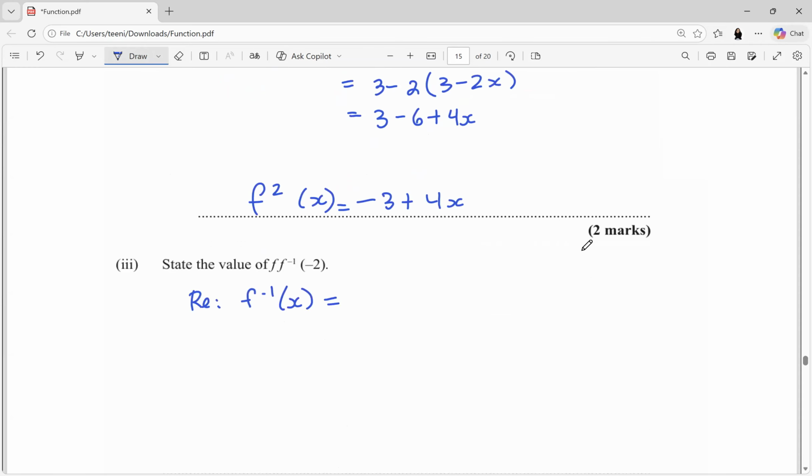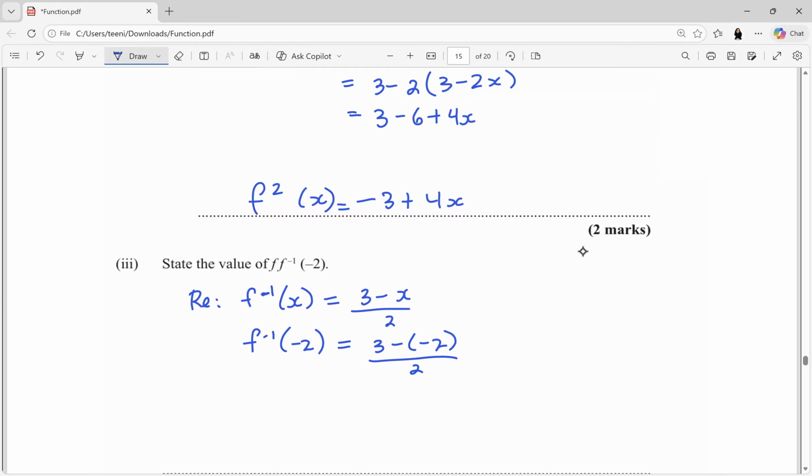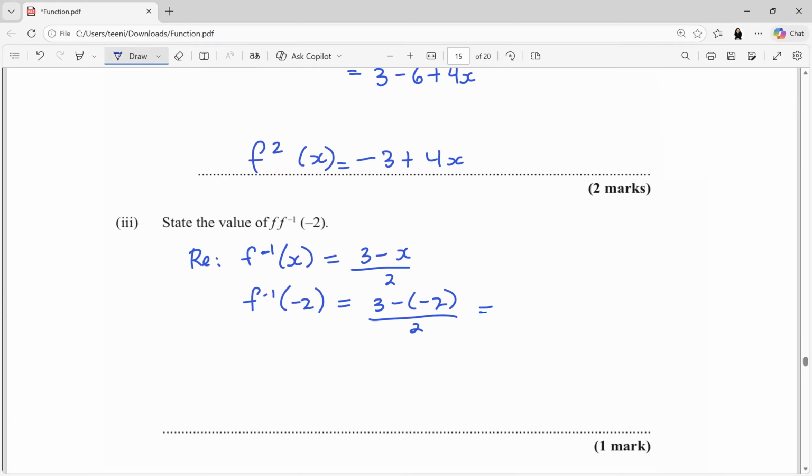3 minus x over 2. So therefore, f inverse of negative 2 would be 3 minus negative 2 over 2. And that would give me 3, minus by a minus is a plus. So 3 plus 2 is 5 over 2.